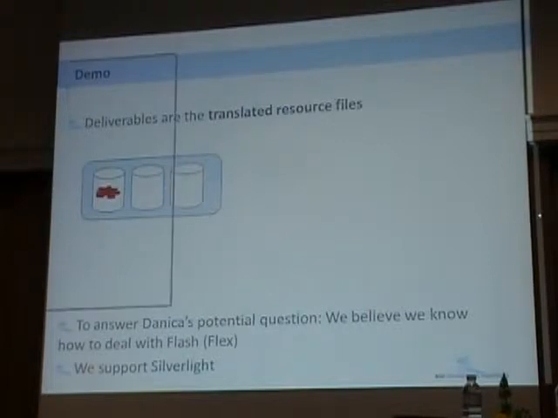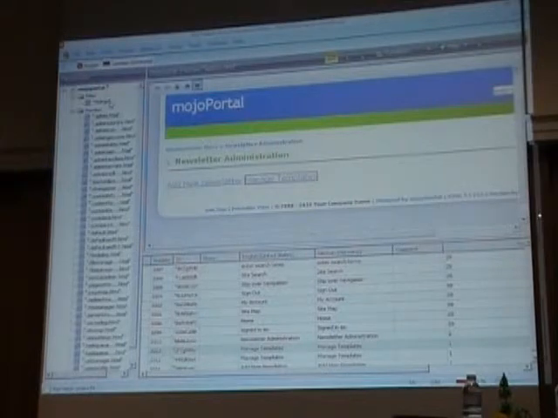So this is SDL Passolo. This is the string list that the translator will usually see. We added a few columns. This column, for instance, is about viewing. In this version, we run crawlers that crawl the whole site and dump it into HTML files, but now with our signatures.